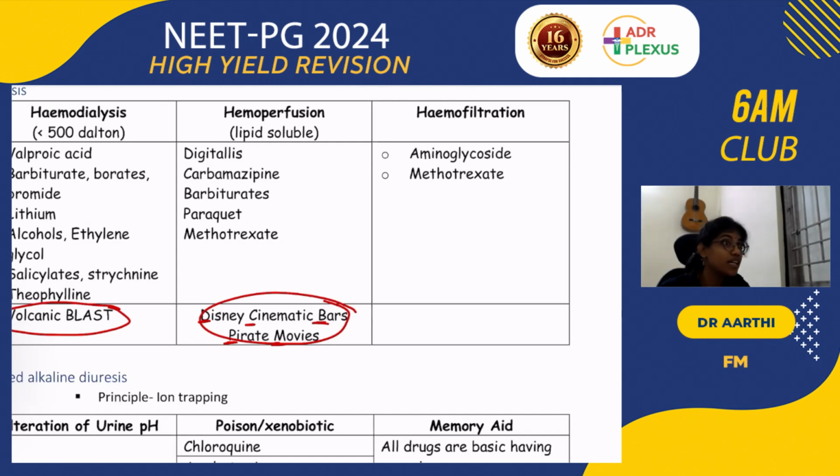Dialysis, when we are doing hemodialysis, HD, remember about volcanic blast. B for valproate, B for barbiturates, borates, bromides, everything. L for lithium, A for alcohol, S for salicylates, and your strychnos nux vomica, spinal poison, and then theophylline we have. Hemofiltration, AM. I remember it like, we put on the filters in the morning, AM, right? So aminoglycosides and your methotrexate become hemofiltration.